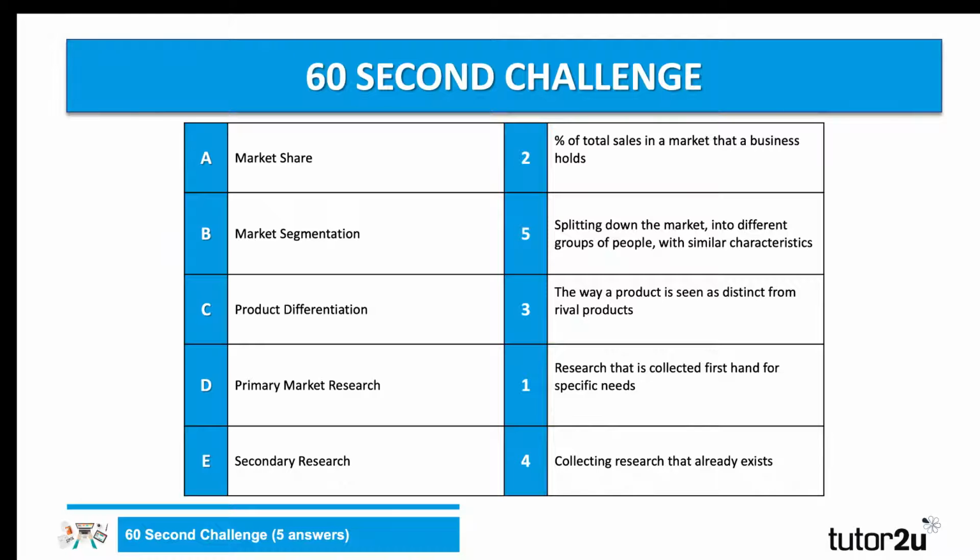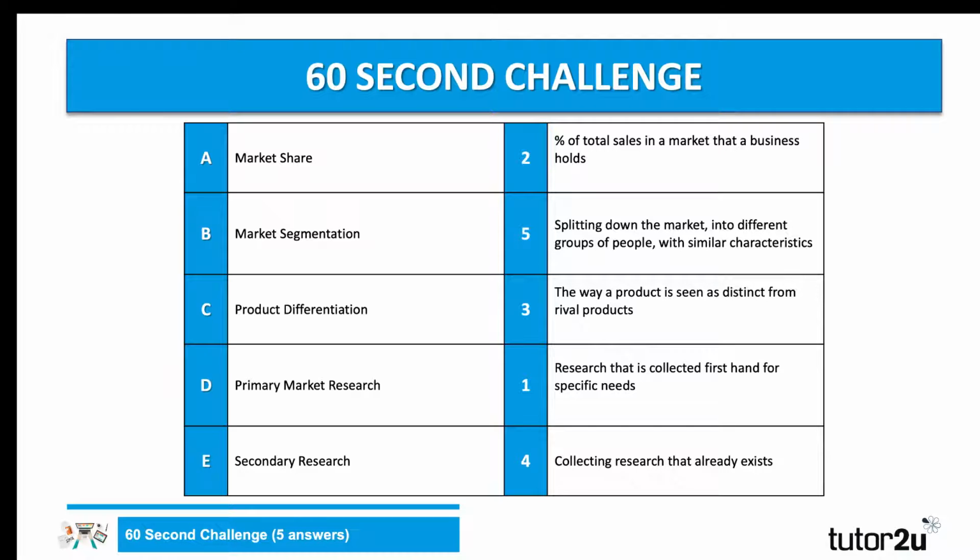Fantastic. So we've got market share, A2, percentage of total sales in a market that a business holds. We've got B5, market segmentation, splitting down the market into different groups of people with similar characteristics. C3, product differentiation, is the way a product is seen as distinct from rival products. And Mike also linked that nicely to unique selling point.